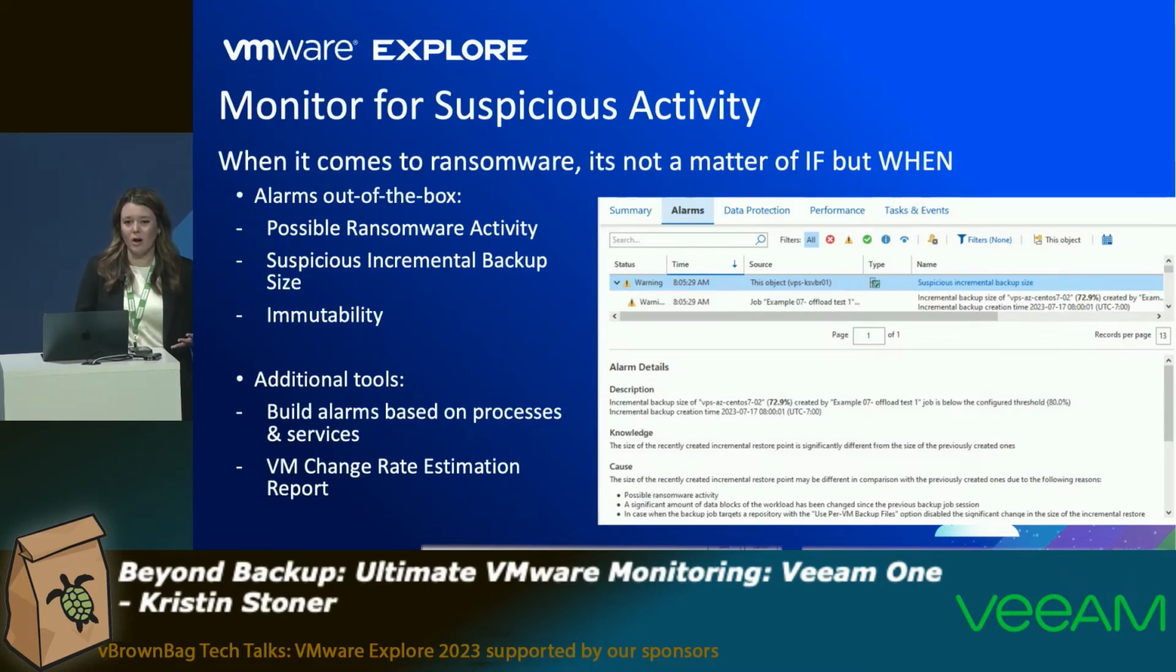So you can build alarms within Veeam ONE. You can build an alarm, for example, if a service has started on a virtual machine. So an alarm, if a new service has started, I want this alarm to be triggered, and I want to know why that service has been started. So you can take a deeper look at that as well.